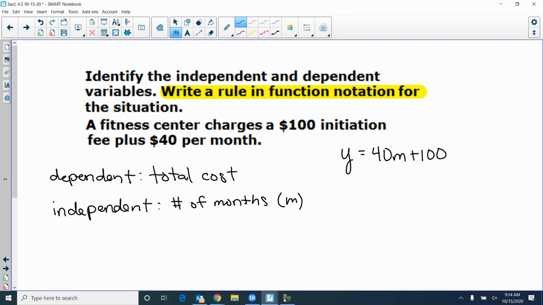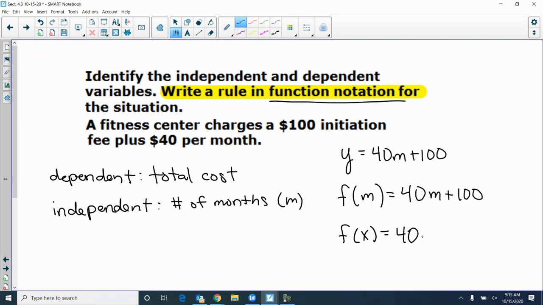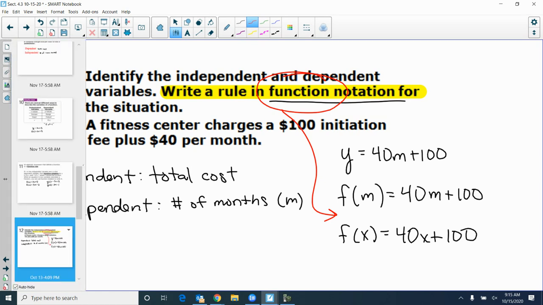All right, so that's an equation, but if I'm going to write it in function notation, instead of y, what do I have to put in that spot? I have to put in f, and if I have an m here, f of m equals 40m plus 100. Or if you use the letter x, you could say f of x equals 40x plus 100. The reason I use that is because it says use function notation. Make sure the letter matches up. If I have an m here, there's an m here. If I have an x, I have an x.